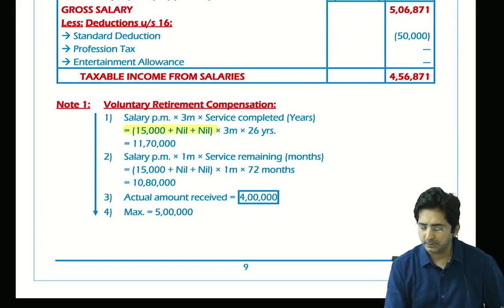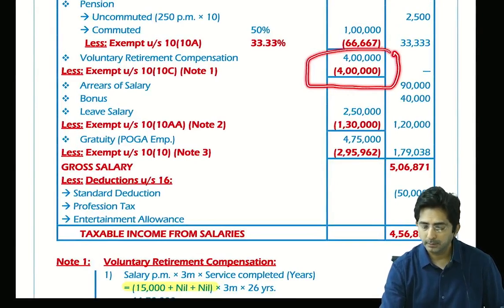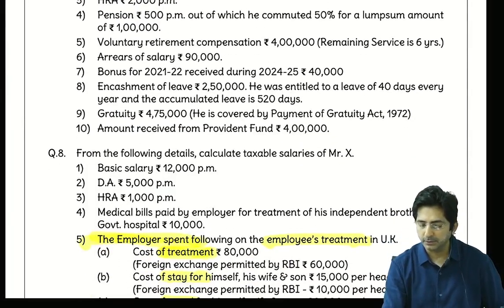Then actual amount received is 4 lakhs, maximum amount is 5 lakhs, whichever is less, 4 lakhs. So 4 lakhs is fully exempt. Got it or not? So in the inner column I wrote 4 lakhs, the full amount exempt. And you should indicate that this you have prepared in note number 1.